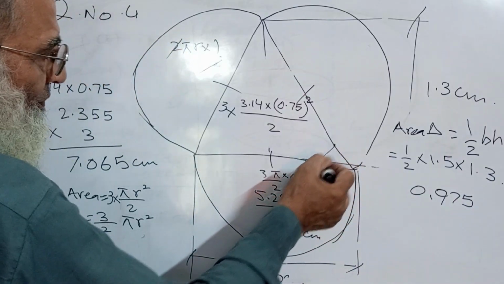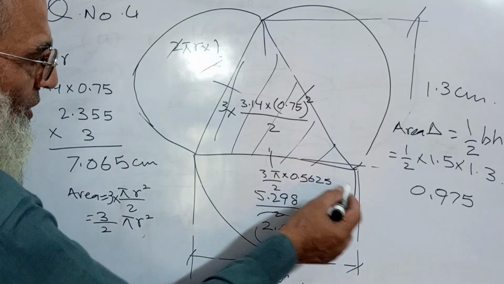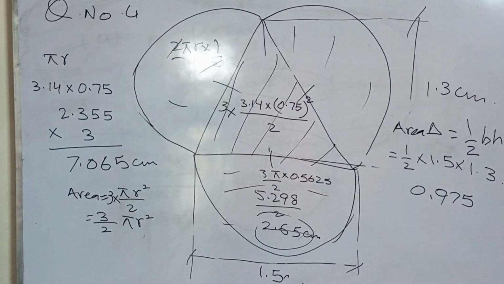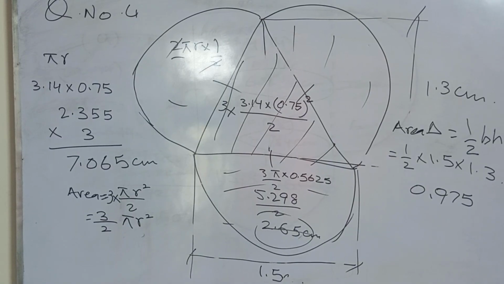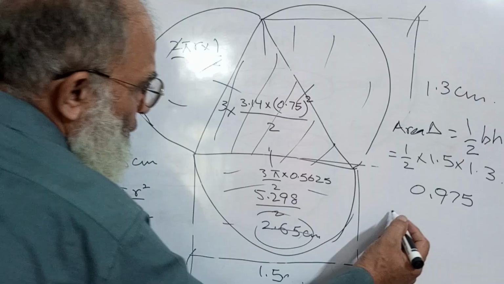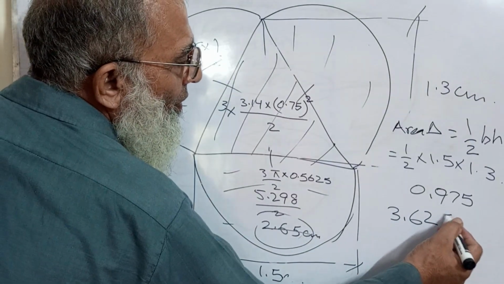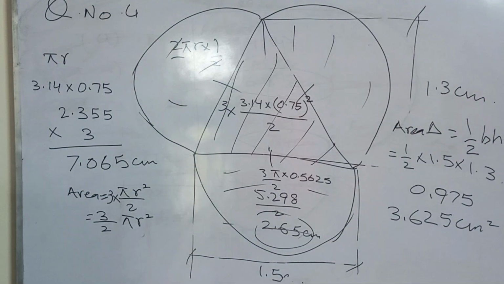So this is the area of the triangle, and this is the area of the three half circles. You just combine the two, plus 2.65, it is equal to 3.625 centimeter square.